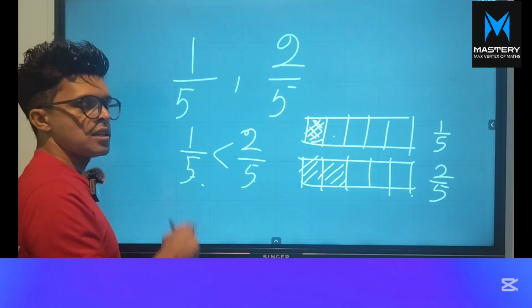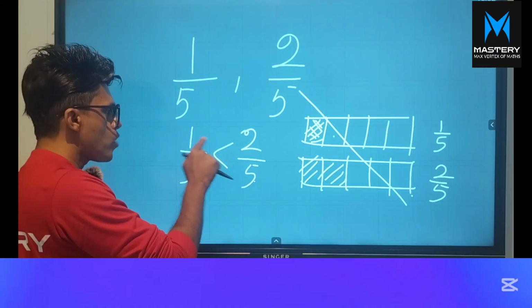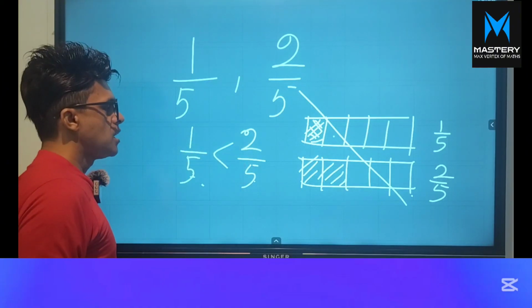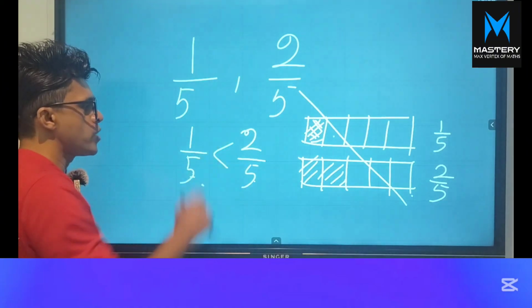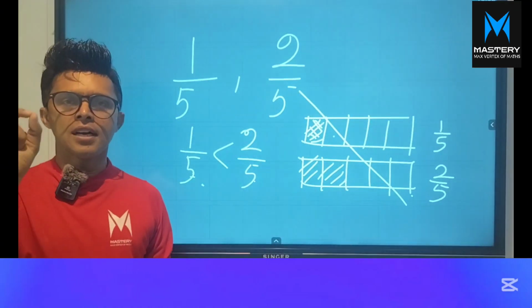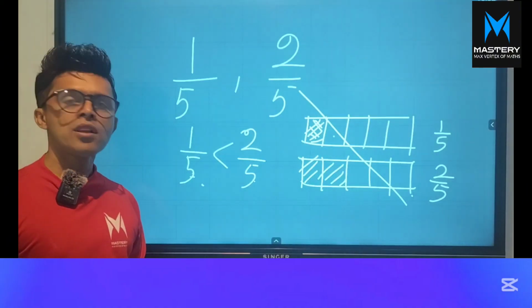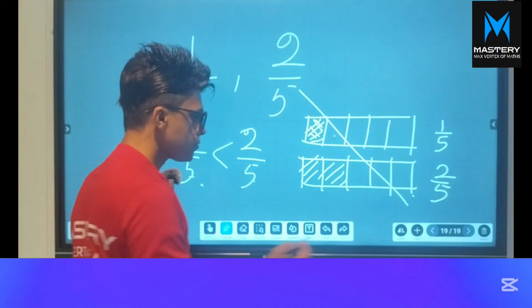Now you could consider, without drawing these diagrams, 2 and 1. The greater digit when it comes to the numerator is 2 here. Therefore, we could take 2 over 5 as the greater fraction than 1 over 5.